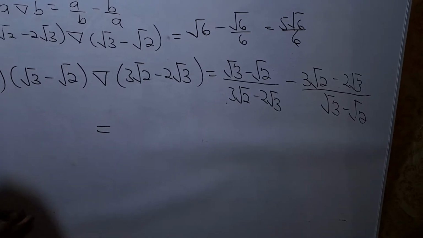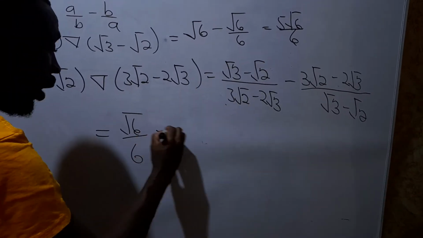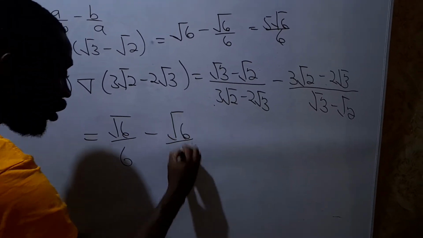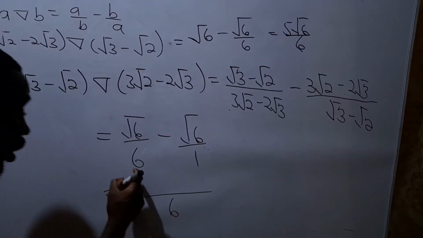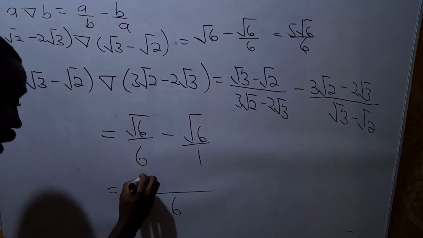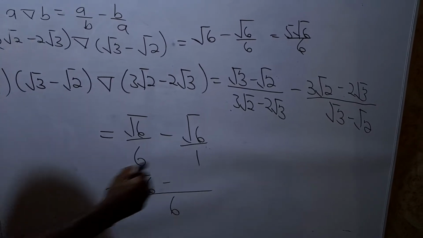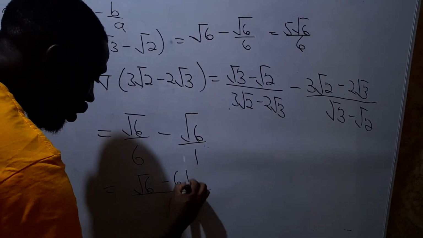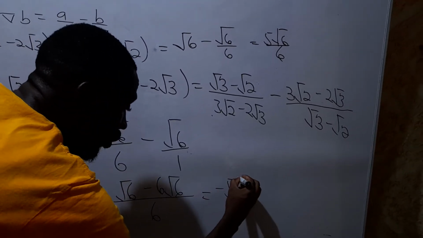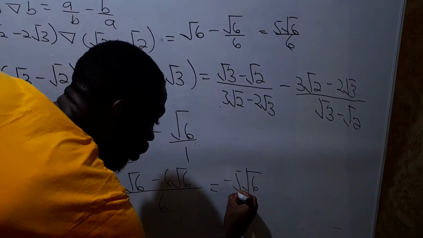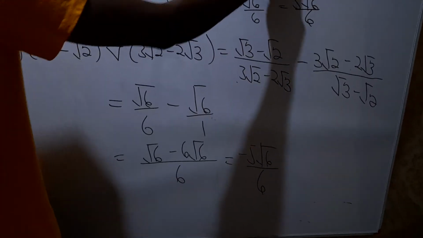So we'll have rather root 6 over 6 for this minus root 6. So the denominator there is 1. The LCM is 6. 6 will go into 6 once times root 6 will be root 6. 1 will divide 6, 6 times root 6 will be 6 root 6. Then root 6 minus 6 root 6 will give us negative 5 root 6 all over 6. So that becomes the value of this.